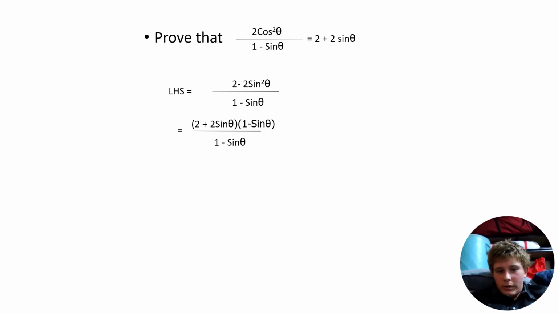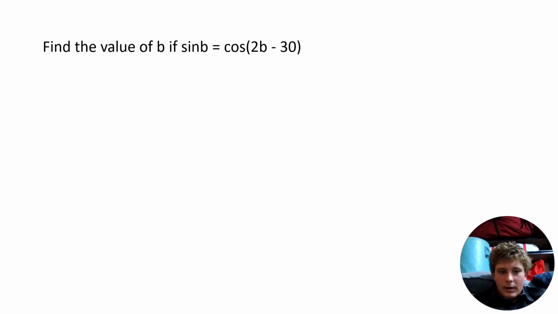Okay, so now we are going to factorise to get 2 plus 2 sine theta, and then our other bracket will be 1 minus sine theta. If you multiply them, you will get what we originally had, so we haven't changed anything. Then we can just cancel those, and that leaves us with 2 plus 2 sine theta. Then that equals the right-hand side.